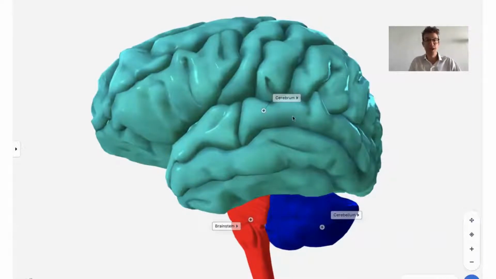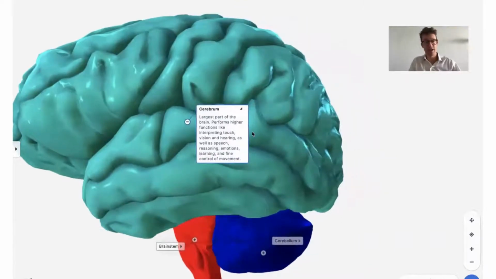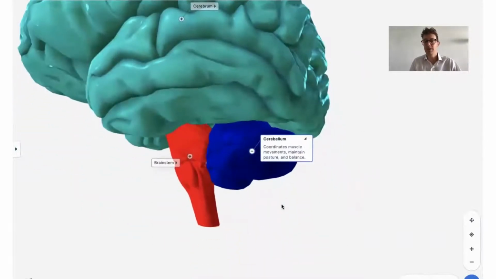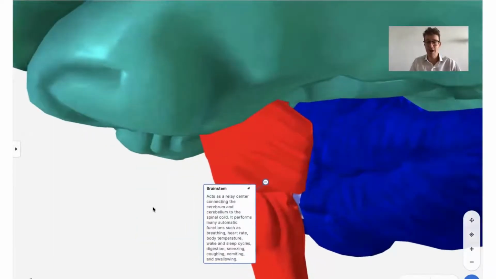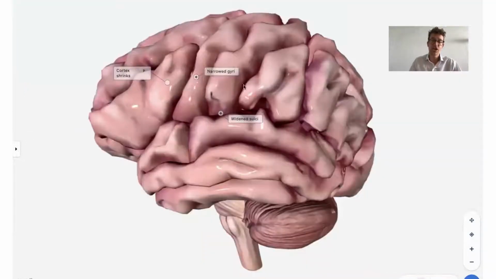Using the biodigital human software, Human Studio, I just colored the cerebrum, the largest part of the brain, in turquoise, and added this label just to show people that this is the area that deals with higher function, so things like vision, hearing, and speech. Just down below this, at the back of the brain, we have the cerebellum that deals with things like muscle movements, maintenance of posture and balance. And then over in red, you have the brainstem that deals with autonomic function, so things like breathing, heart rate, and body temperature. And it's this area up here, the cerebrum, that's affected in Alzheimer's disease.